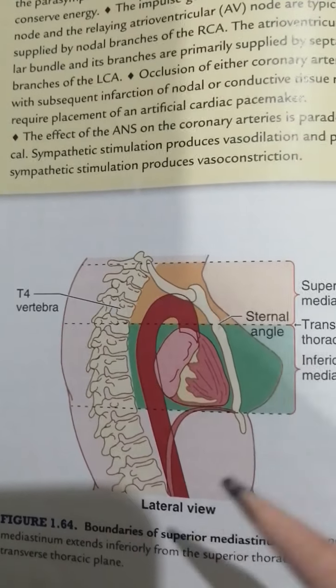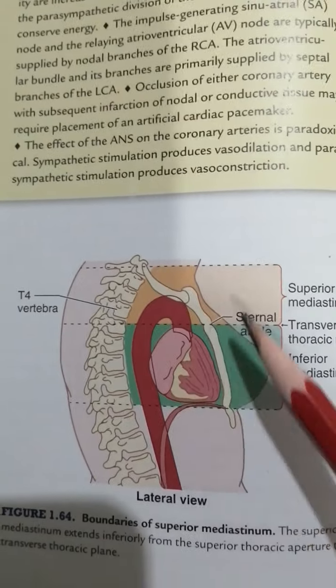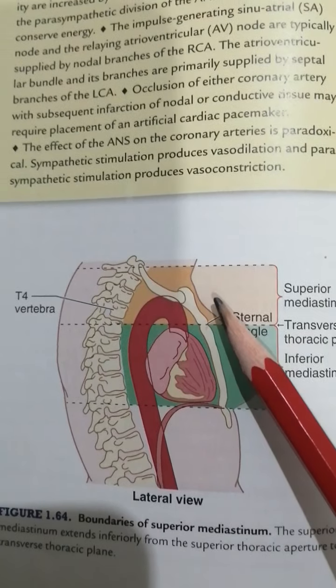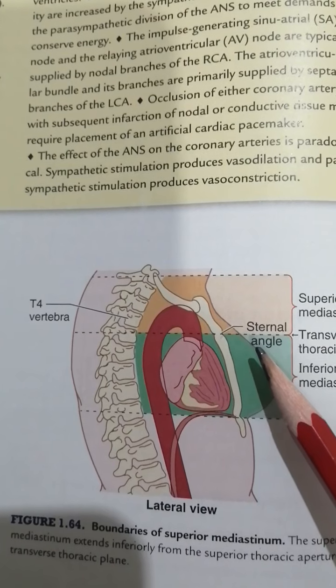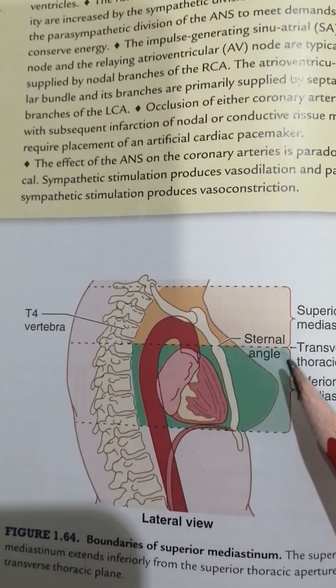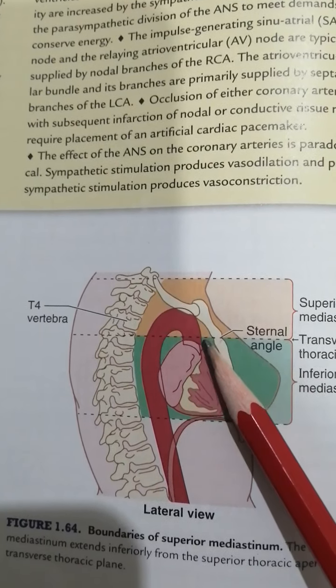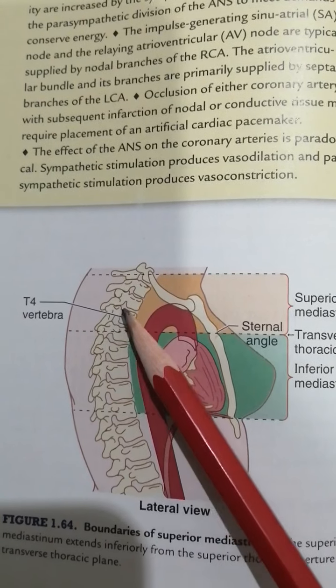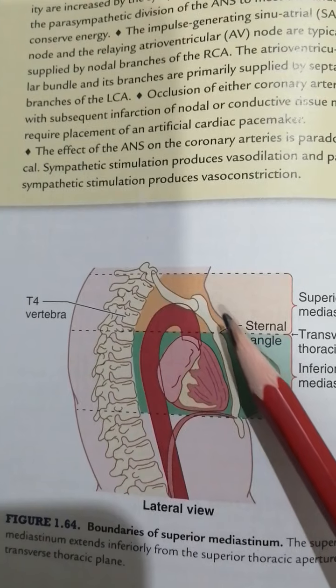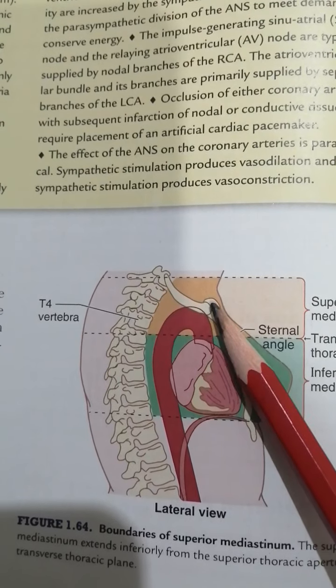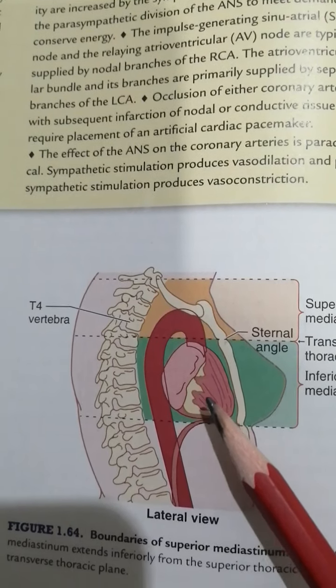Again, you can see the same diagram here. This one is the superior mediastinum, which lies just above the transverse thoracic plane. What is the transverse thoracic plane? Again, I am repeating that it is the imaginary line passing from the sternal angle to the space between the T4 and T5 vertebrae. Just above this transverse thoracic plane is the superior mediastinum, and below is the inferior mediastinum.